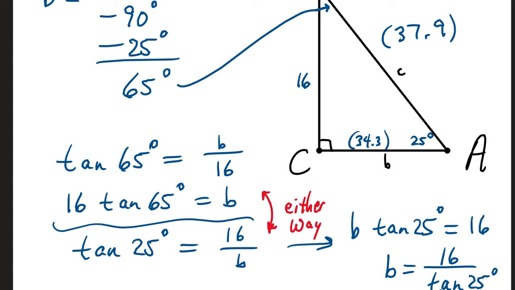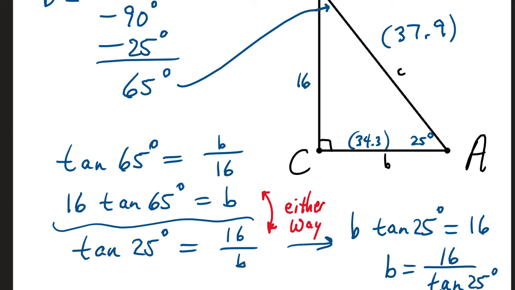A few of you asked about using the 25 degree angle. It's totally appropriate. 16's opposite, B is adjacent. So if you use 25 degrees and tangent, you're going to need to set it up as tangent of 25 degrees equals 16 over B. Either way is fine, and they will get you to the correct answer.